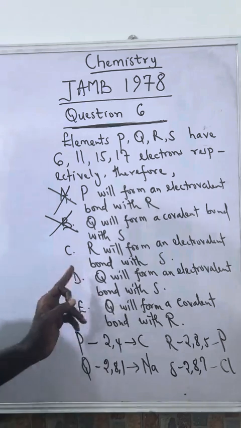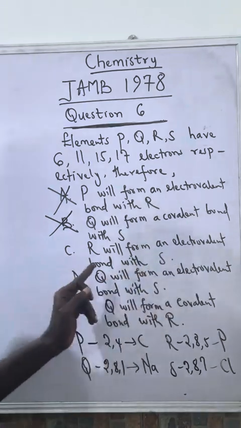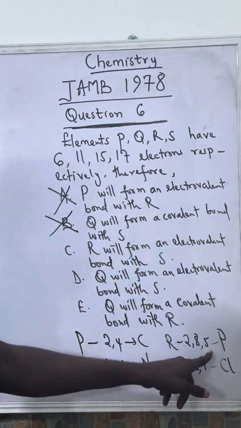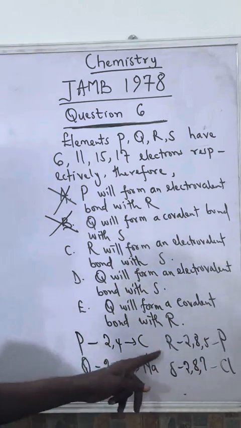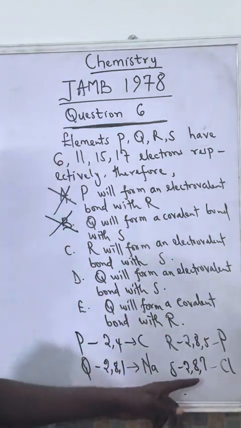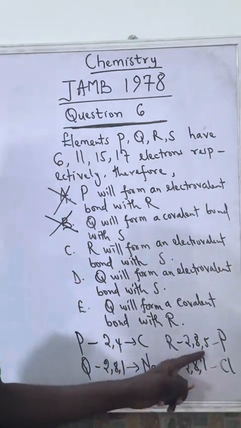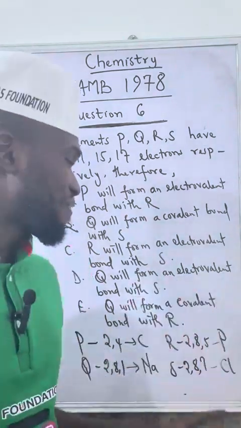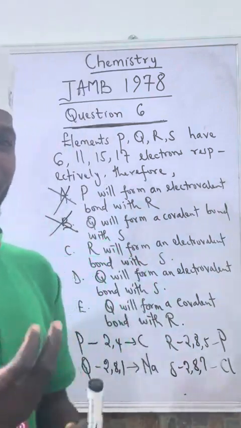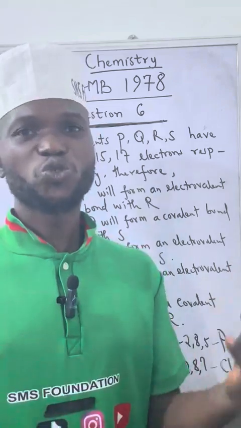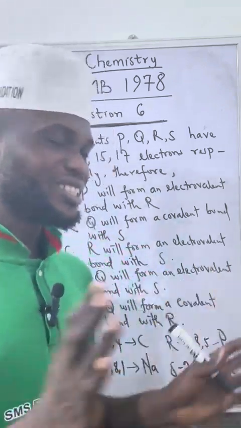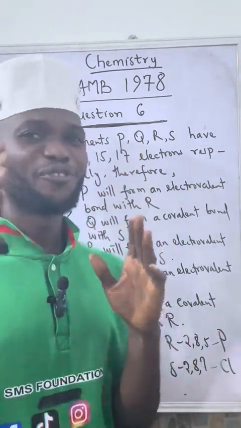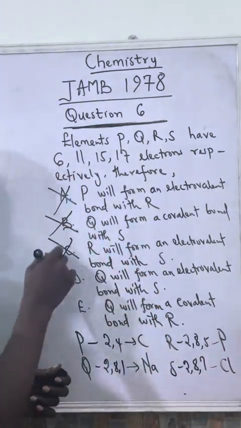Let's go for the third one. R will form an electrovalent bond with S. R is phosphorus. Will it form electrovalent? No. Phosphorus cannot form electrovalent compound with S, S is chlorine. So how many electrons does it want to transfer? It's not easy to transfer 5 electrons. Elements usually transfer maybe 1 or 2 or a maximum of 3 electrons. And usually elements in group 1, 2, 3 are the ones that form electrovalent bond. So option C is also wrong.